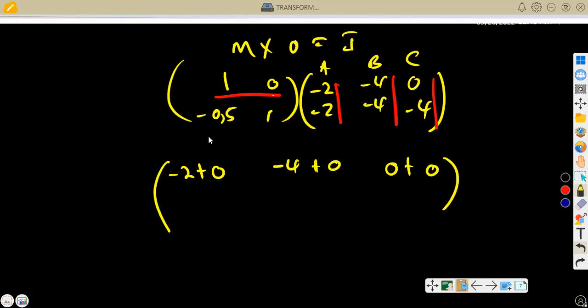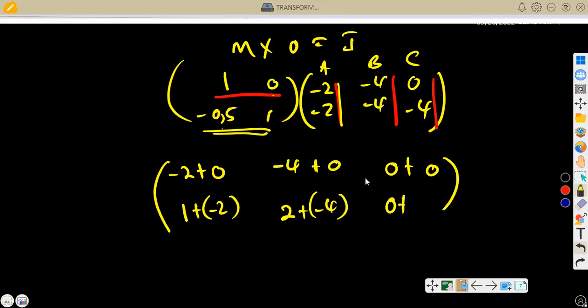Then we move on to this row now versus the first column. It's -0.5 times -2. Negative gives us a positive, 0.5 times 2, that's a 1, plus 1 times -2, which is -2 there. All right, -0.5 times -4 is going to give us +2, plus 1 times -4, which is going to give us -4. Okay, -0.5 times 0 here is a 0, plus 1 times -4, which is -4.